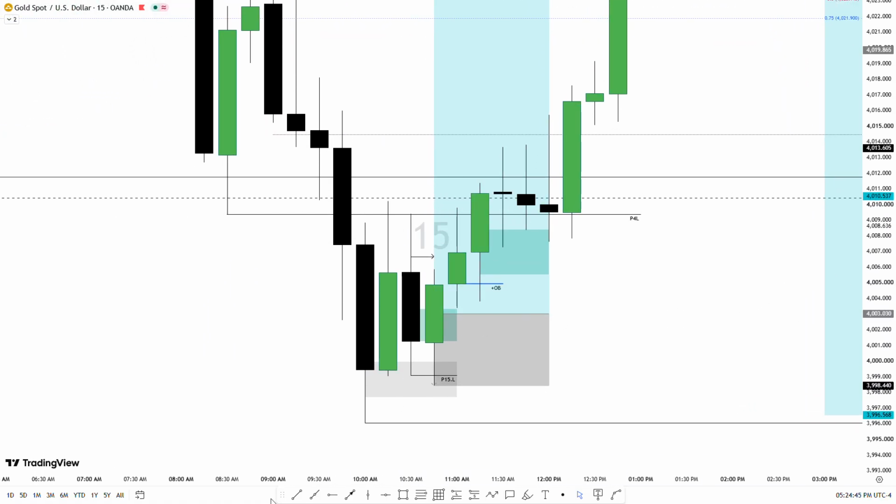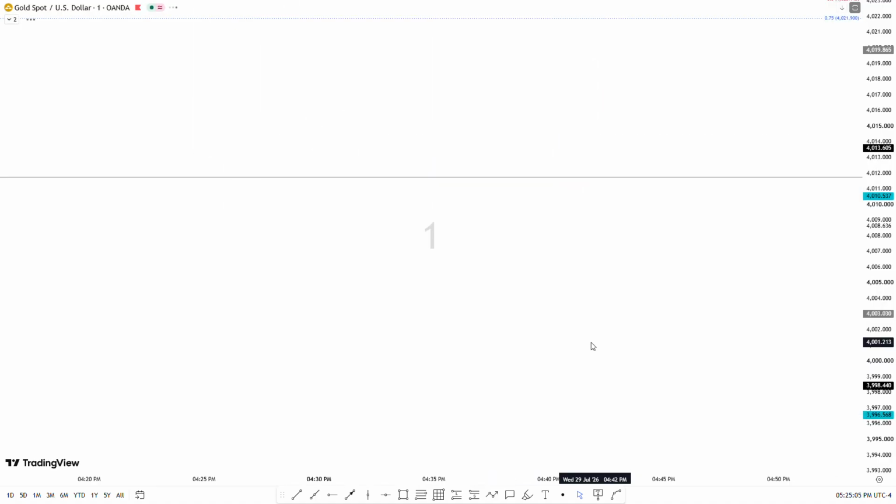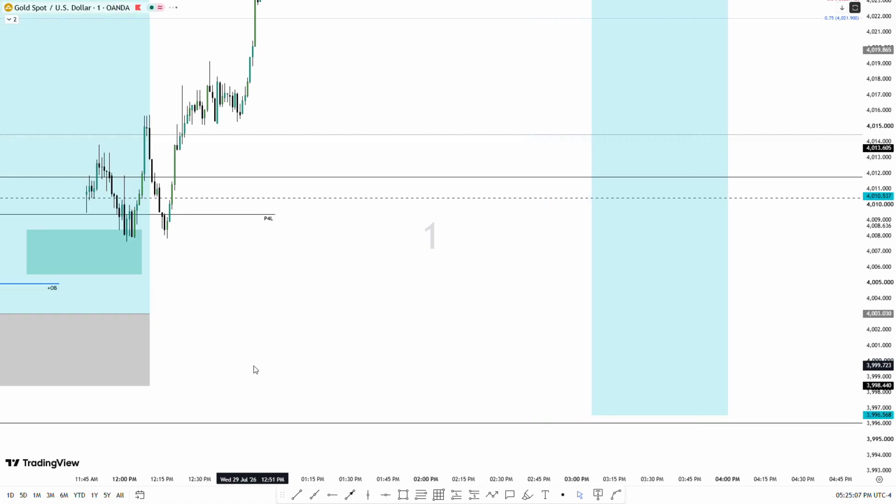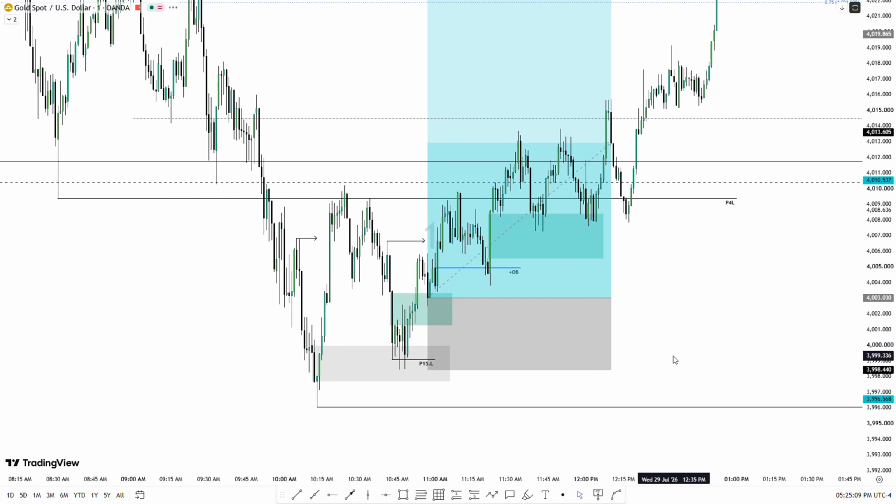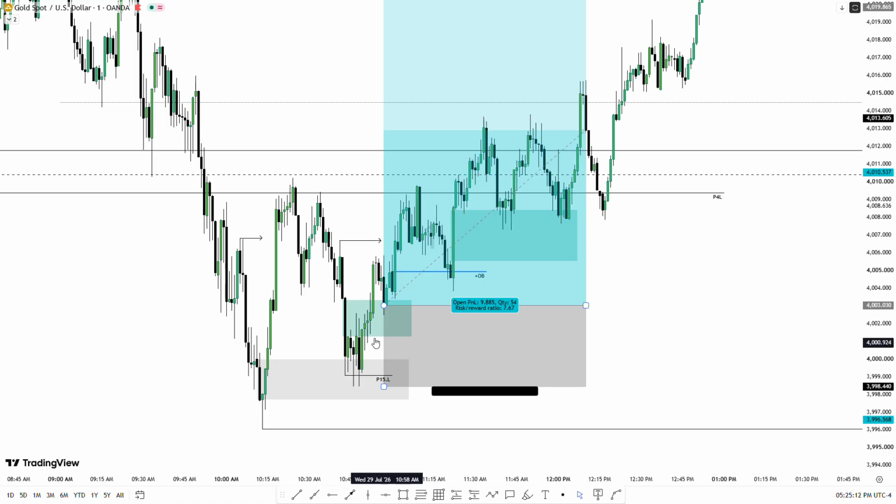Now price fails to close above this candle, and then I wait, and then price does what? It takes out the previous 15-minute low, which is this candle right there, and then I drop down to my 1-minute time frame again. As I drop down to my 1-minute time frame, what do I look for? I look for an inversion gap and a market structure shift.